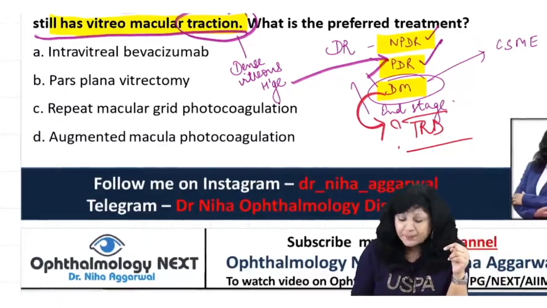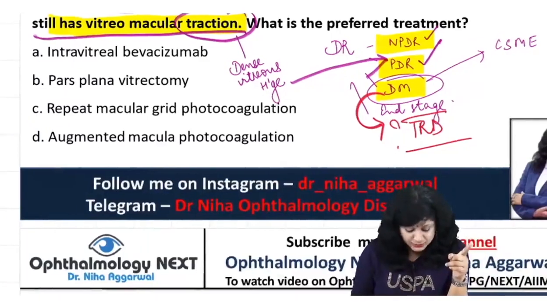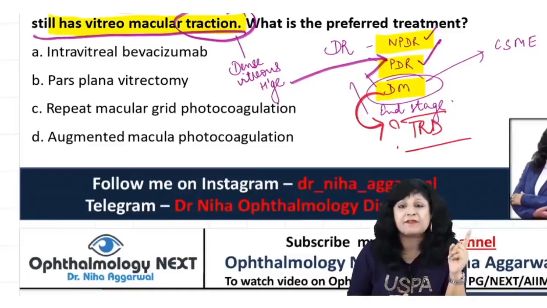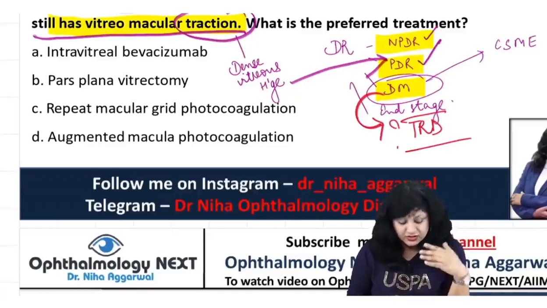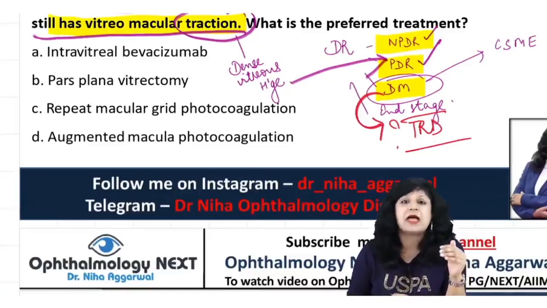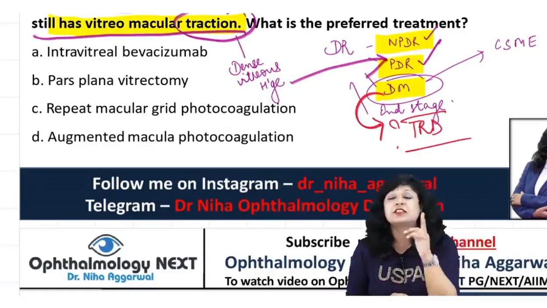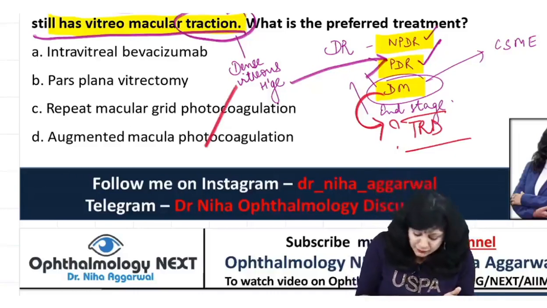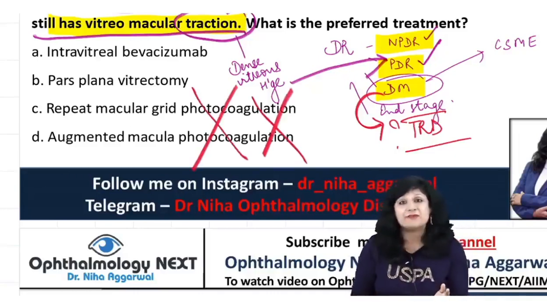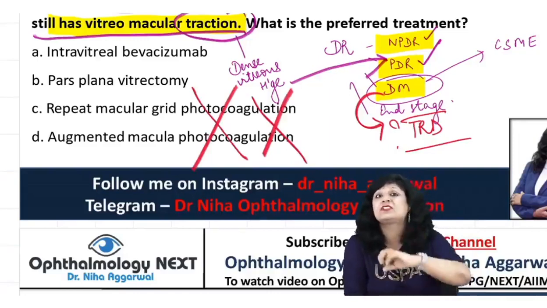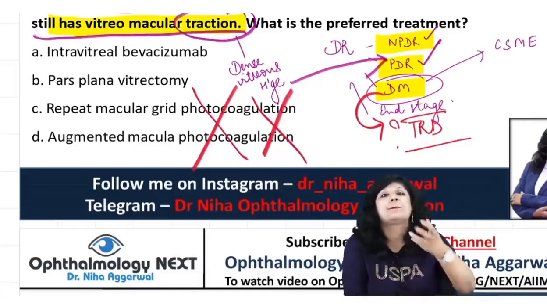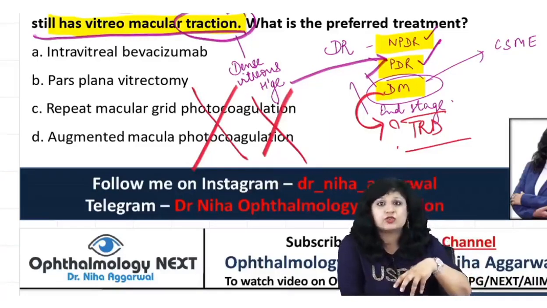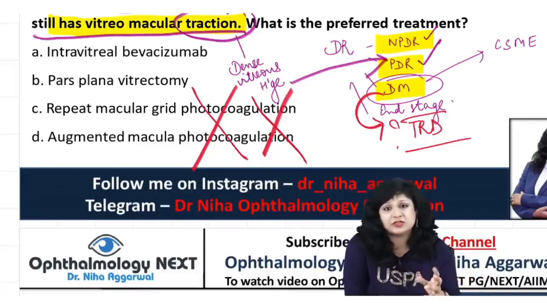Now what is the preferred treatment? So let's see the options. Intravitreal bevacizumab, pars plana vitrectomy, repeat macular grid photocoagulation, or augmented macular photocoagulation. Now this patient has macular traction. With macular traction, photocoagulation will not be helpful. Traction is there. That means we have dense fibrous bands present in the vitreous cavity. So I don't require the photocoagulation.